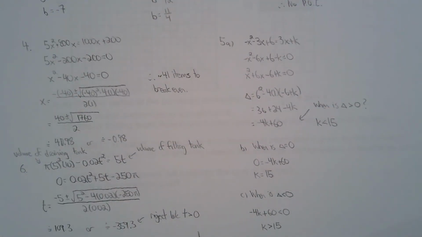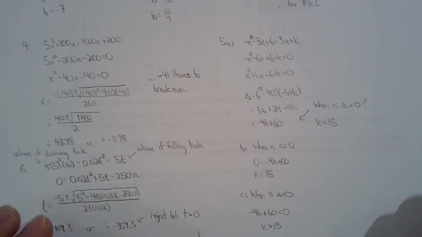All right, so what about 4 here? They gave us the cost function and the revenue function, and they ask us after how many items produced will the company break even. So basically, you solve the linear quadratic system. So we're looking at approximately 41 items in order to break even.